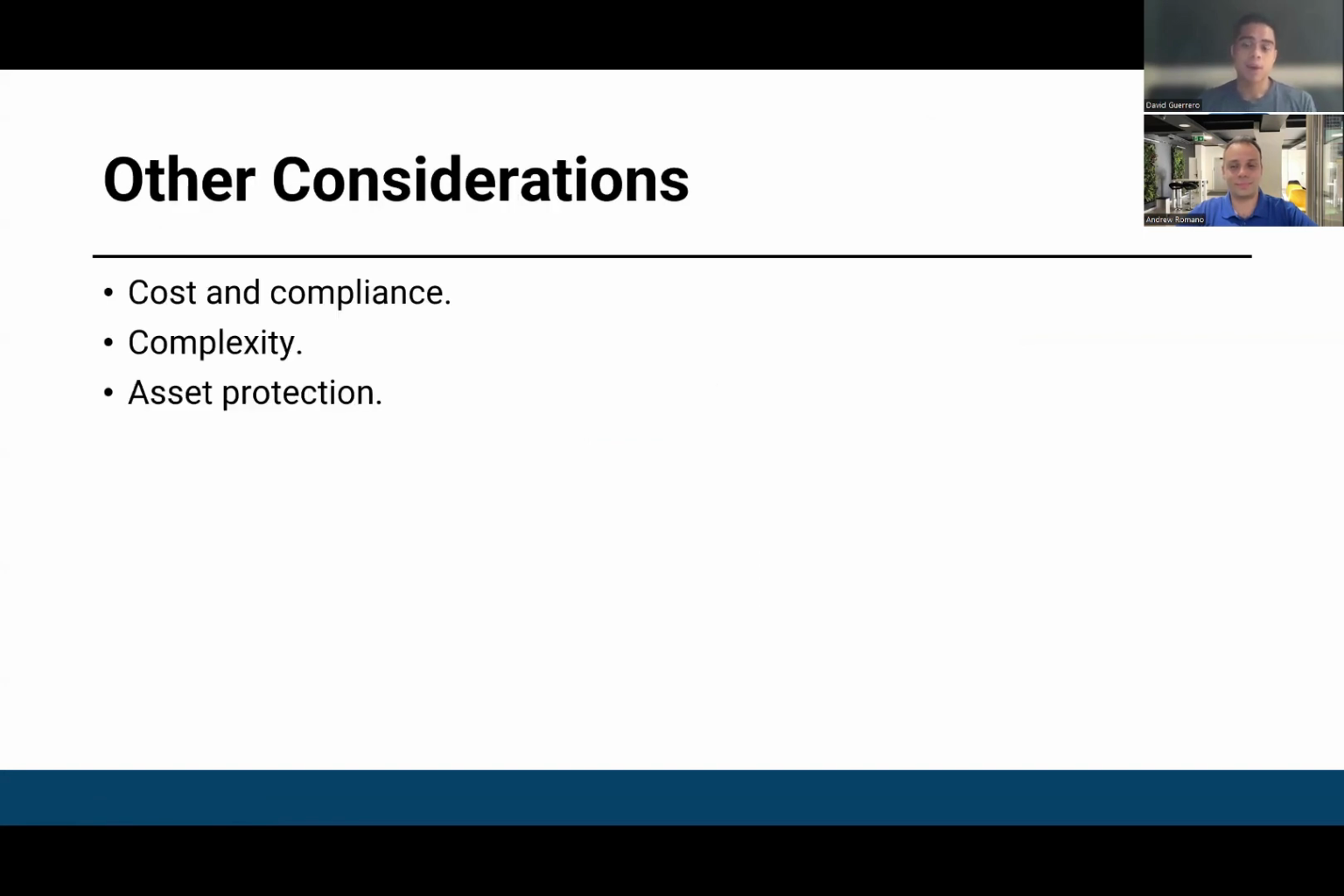So lastly, just some other considerations when asset structuring. Consider the costs and compliance that's involved. Obviously you have to pay for accounting services, tax compliance services, but hopefully those costs are offset by the potential benefits that you have. So always do this cost benefit assessment to determine whether or not it's the right strategy for you.